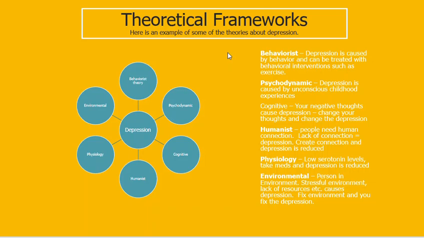Finally, there are multiple others, but another one that I was thinking about is environmental. So person and environment. If I have a stressful environment, lack of resources, those kinds of things, they cause depression. So fix the environment and you fix the depression. So you can see how all these theories fit together. What you need to do is find a theory that fits your study to explain why your variables are working together or how they influence each other.